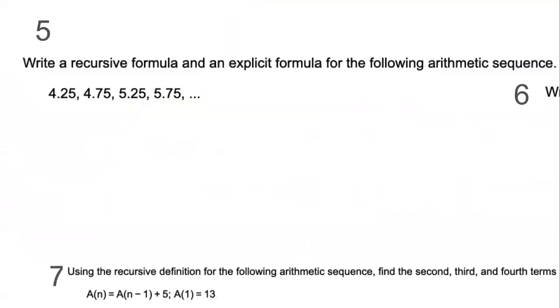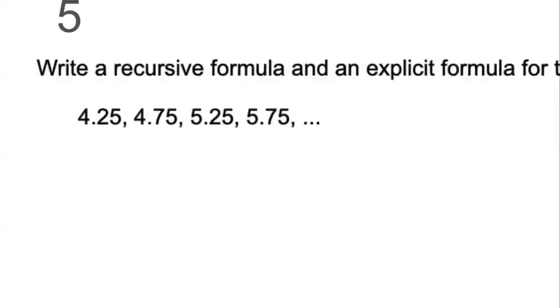For number 5, it says write a recursive formula and an explicit formula for the following arithmetic sequence. So this one's a little bit tricky because now we have 425, 475, 525, and 575. What is the pattern? How much is it adding for every term if it is arithmetic?